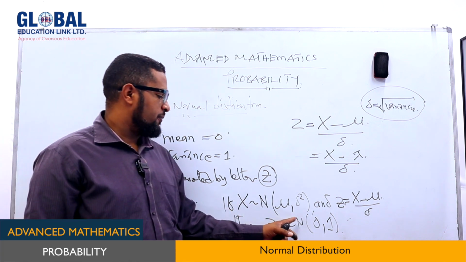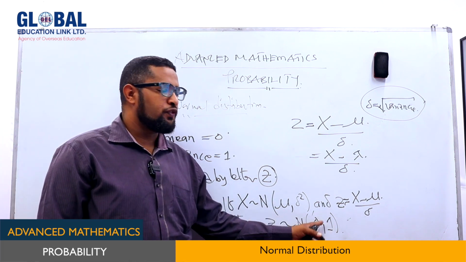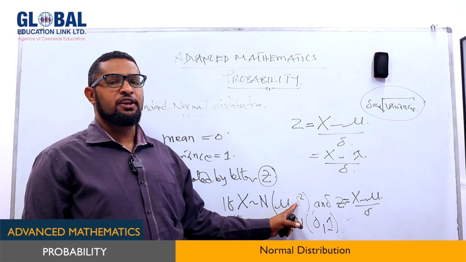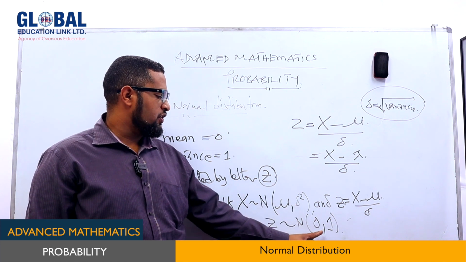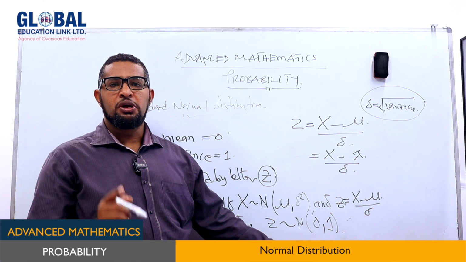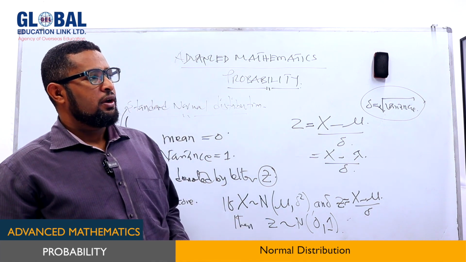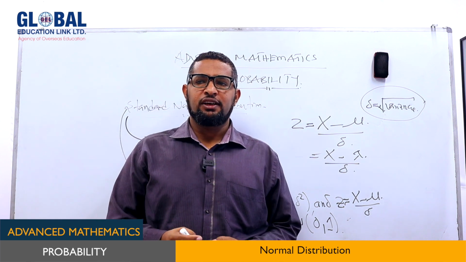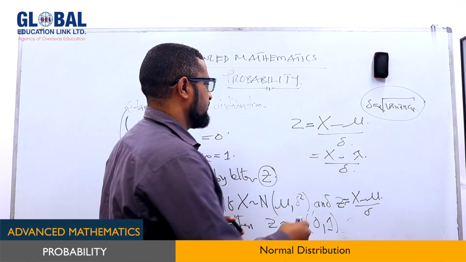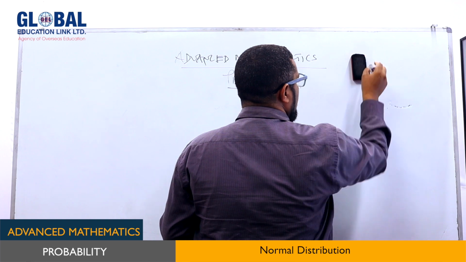Sometimes, do not get confused. This is standard for standard deviation, but when you are writing it here, you are writing in terms of the mean and the variance. Now let's see the first example. Example number 1.